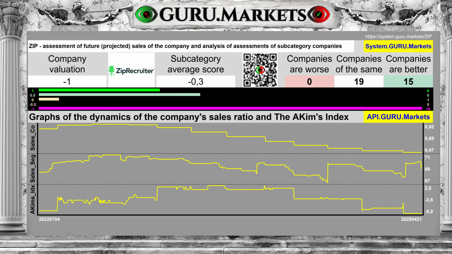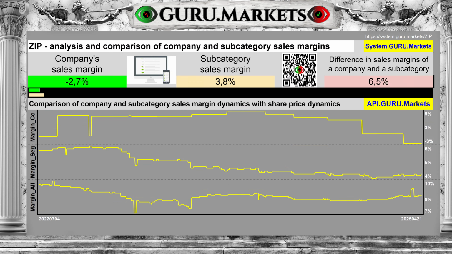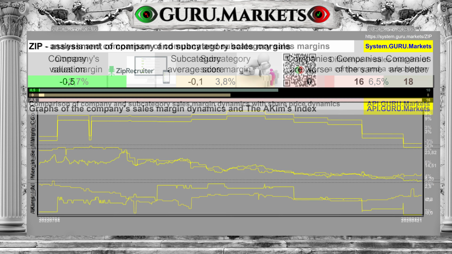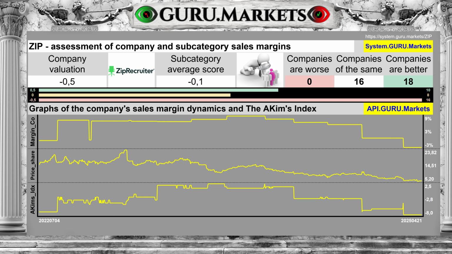Evaluation of projected future sales indicators in comparison with indicators in the subcategory: bad, -1 point. The margin is -2.7%, with an average for the subcategory of 3.8%. The difference between the subcategory average and the company's performance is 6.5%. Assessment of marginality in comparison with indicators in the subcategory: tolerable, -0.5 points.